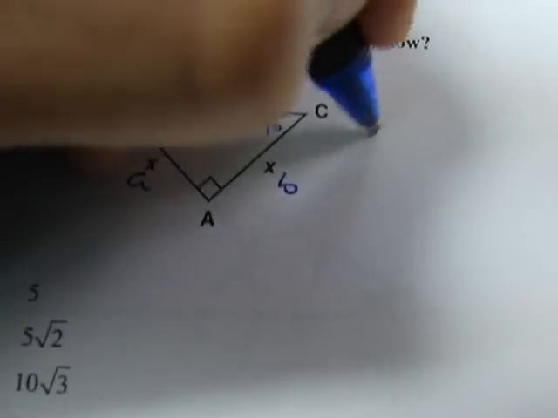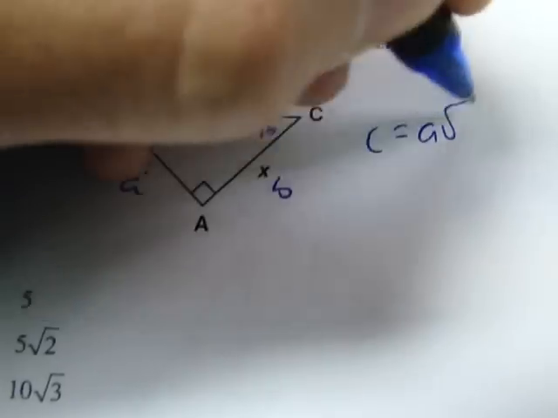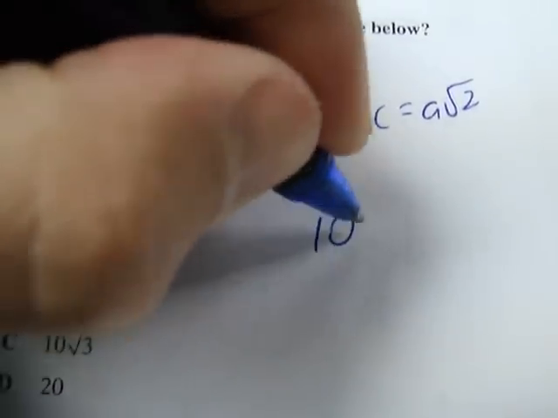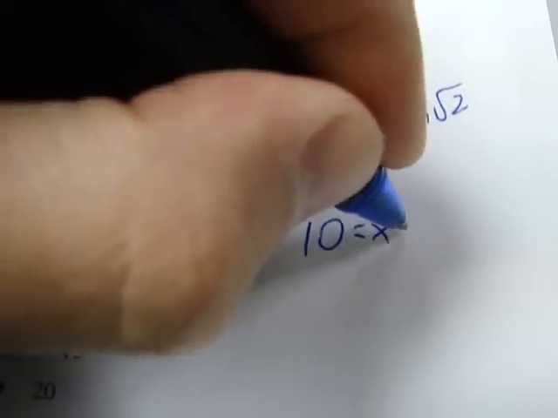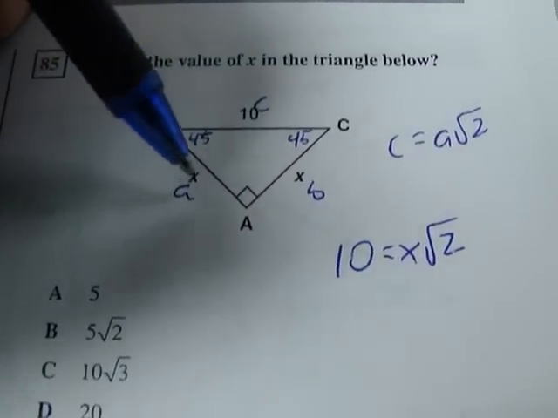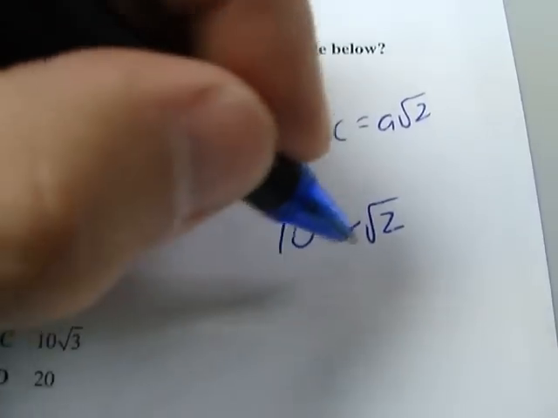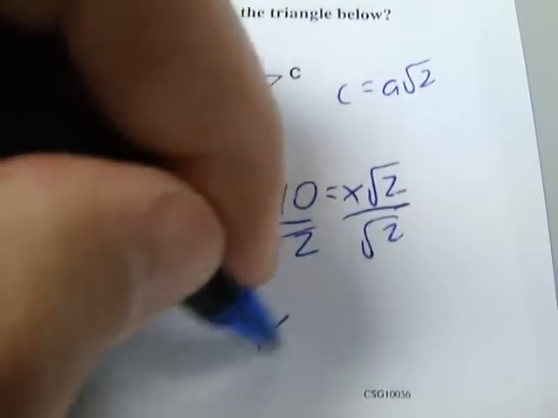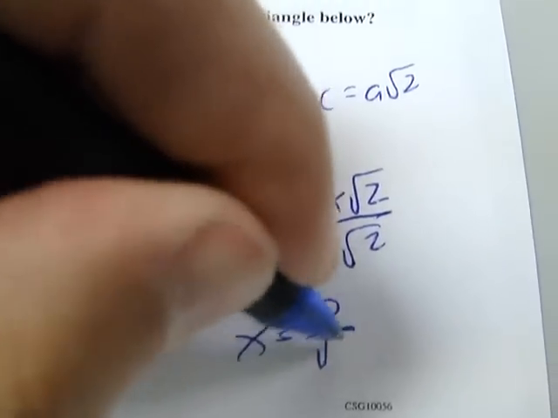And remember, C equals A square root of 2. So if we know C, then we can write 10 equals x square root of 2. Simple substitution, right? 10 equals x times the square root of 2. So then what we've got to do is divide by the square root of 2, and we get x equals 10 over the square root of 2.